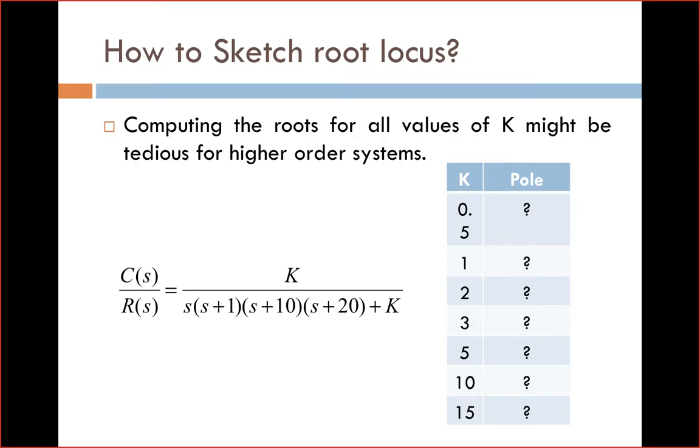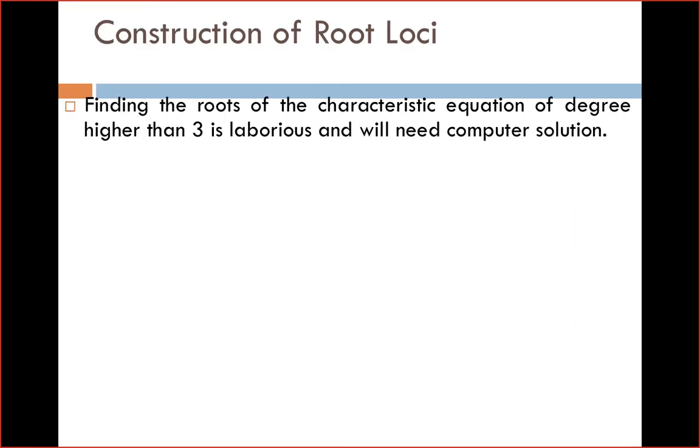Because of that, we are going for root locus. That technique will simplify all these difficulties. These are the advantages of root locus. Finding the roots of a characteristic equation of degree higher than 3 is laborious and will need a computer solution. If the order is 2, we can manage. But if the order of the characteristic equation is greater than 3, then it is very difficult to find the roots. So we need a computer solution to find the roots of the characteristic equation and identify the poles.